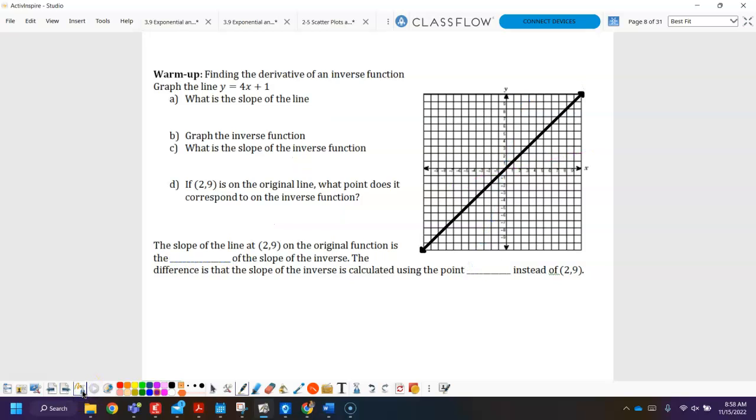So, doing no calc whatsoever, we can graph the line y equals 4x plus 1. Just looking at that, you already should know its rate of change because this is linear. So y equals 4x plus 1's rate of change is 4, because that's the slope of the line.